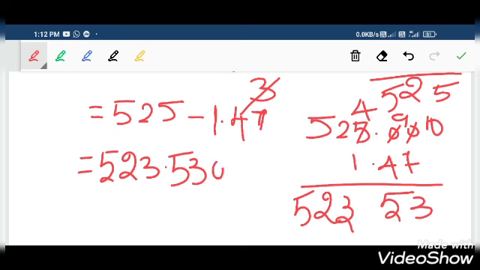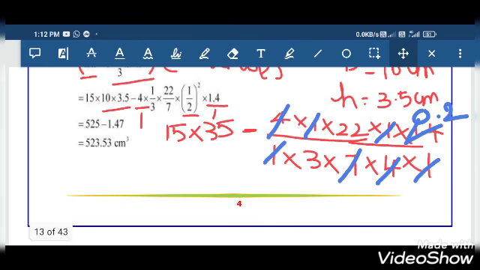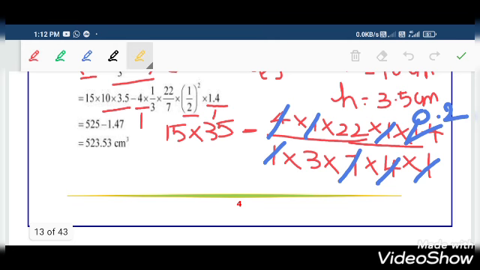523.53 centimeter cube. So this is the value. Okay. So the final answer seems to be like this, 523.53. Next we move on to question number 5.